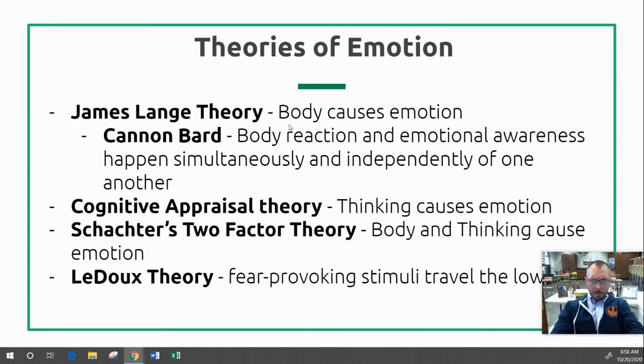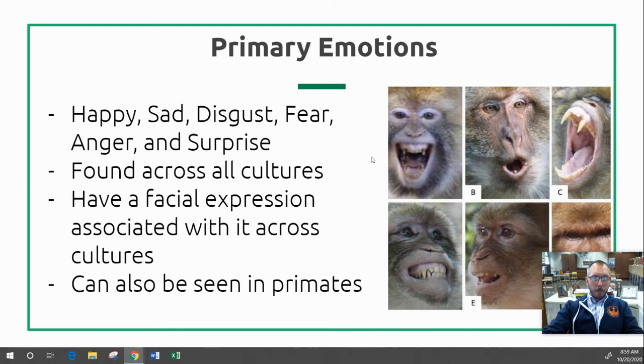So let's go over them again. The James-Lange theory: body causes the emotion. Cannon-Bard: body reaction and emotional awareness happen simultaneously but independently. Cognitive appraisal: thinking causes emotion. Two-factor theory: body and thinking cause emotion. And finally, LeDoux's theory is that fear-provoking stimuli travel the low road. And that really is our summary of the theories of emotions.